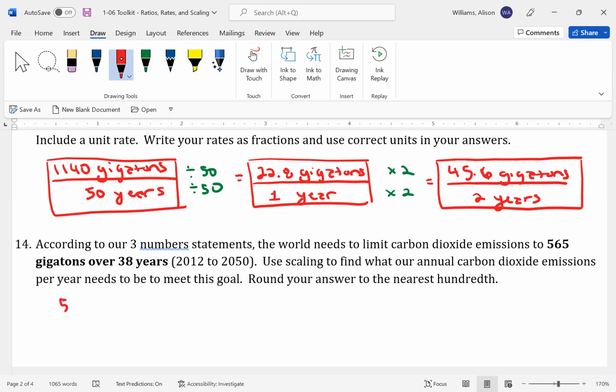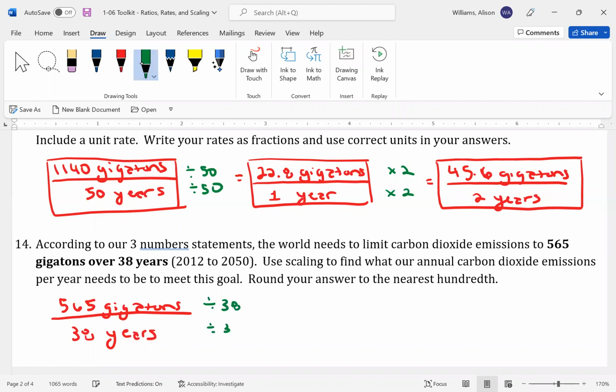So if it's 565 gigatons for 38 years, the unit rate, we're just going to divide by 38. So in my calculator, 565 divided by 38, I'm going to get 14.86842105. Okay, which I want to round to the nearest hundredth.